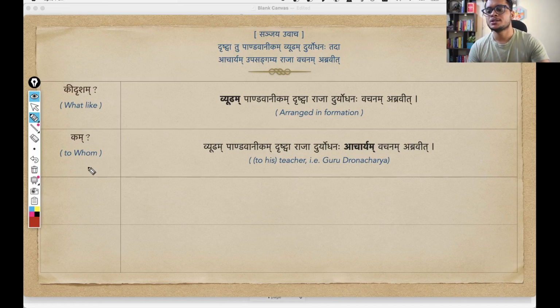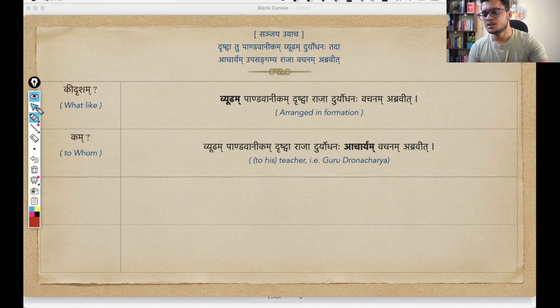So far the context is King Duryodhana, having seen the army of Pandavas arranged in a formation, spoke these words. And now the prompt is: he spoke these words to whom? In response, the answer is Acharyam. A lot of you might already know Acharya means teacher and guru. He spoke these words to his Acharya. That's why Acharyam is in second case. So, Vyudham Pandavanikam Drishtva Raja Duryodhana Acharyam Vachanam Abravit. King Duryodhana spoke these words to his teacher, Guru Dronacharya.